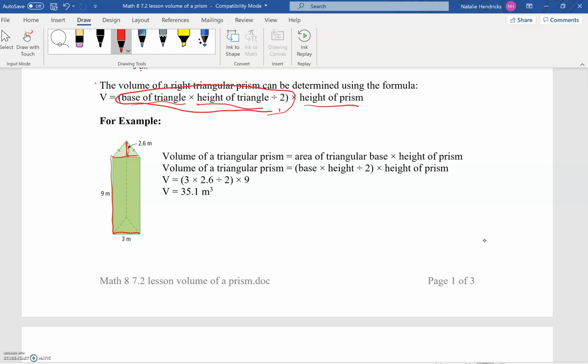So the volume of a triangular prism is the area of a triangular base, which is the base of the triangle times the height of the triangle divided by 2, times the height of the prism. So base times height divided by 2, and the height of the prism. You need to make sure you remember that. In this case, 3 is the base, 2.6 is the height of the triangle, divided by 2. Now times it by 9, and there you go. And that is your answer.